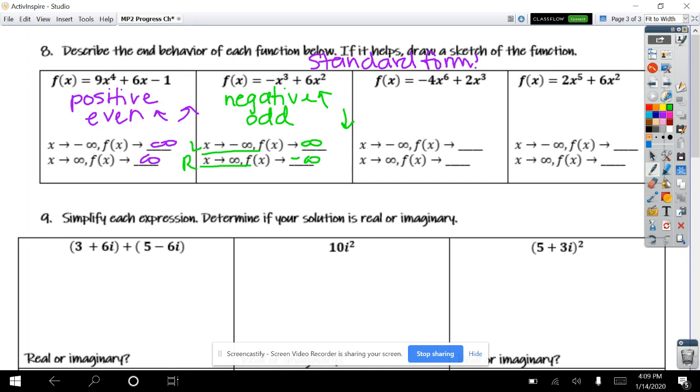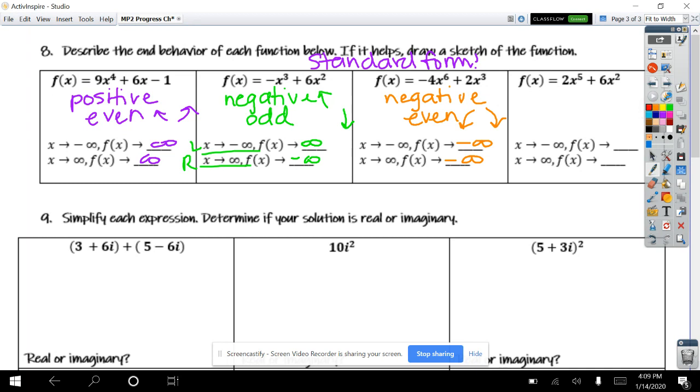Next one, it is a negative leading coefficient and an even degree. So negative even. I always remember that even means both sides do the same thing. They either both go up or they both go down. And then negative means they both go down. So they're going to negative infinity on both sides.